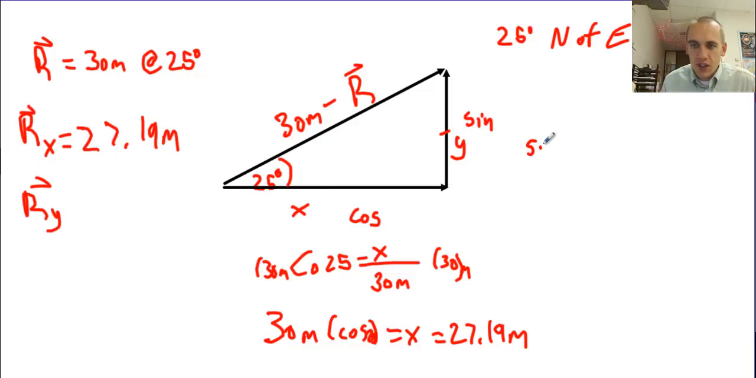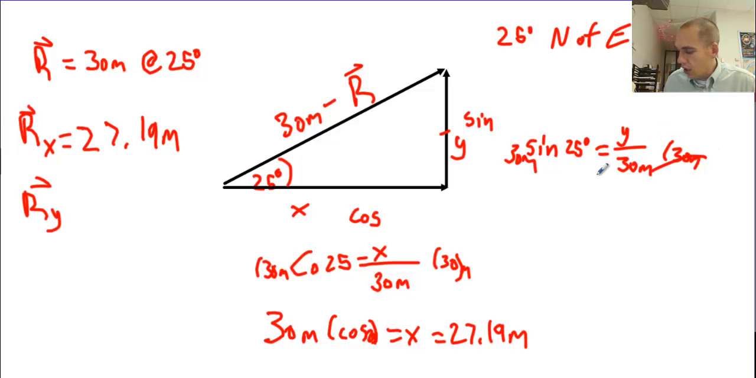The sine function says that the sine of 25 degrees is equal to the opposite side, y, over the hypotenuse, 30 meters. Again, multiply both sides by 30 meters, and the 30 cancels on this side, and I get 30 times the sine of 25, and we get 12.7 meters. So the y component of r is equal to 12.7 meters.